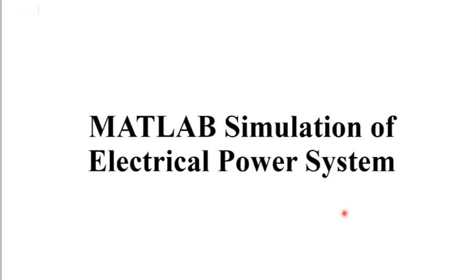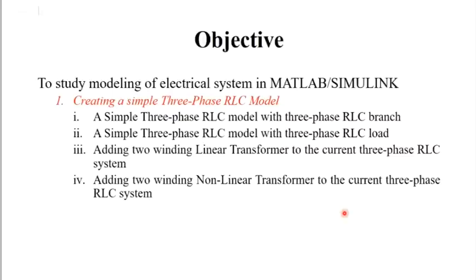So these are the objectives of today's discussion. The first one is creating a simple three-phase RLC model, in which first of all we connect an RLC branch. Second, we connect an RLC load. Then we are going to add our linear transformer, a two-winding linear transformer. And then we are going to see the problems associated with a non-linear transformer when there is hysteresis present in the transformer.